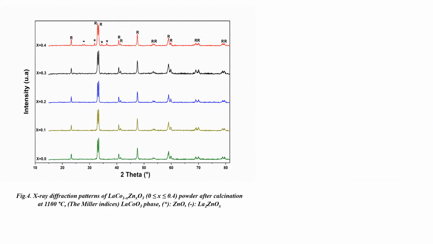Figure 4 exhibits the XRD patterns of the catalyst with different x values. The patterns where x ranges between 0 and 0.3 exhibit a pure rhombohedral structure. As x increases to 0.4, new peaks appear, which could be indexed to zinc oxide and zinc lanthanum oxide. This result confirmed that the substitution of cobalt by zinc is achieved at x less than 0.4.